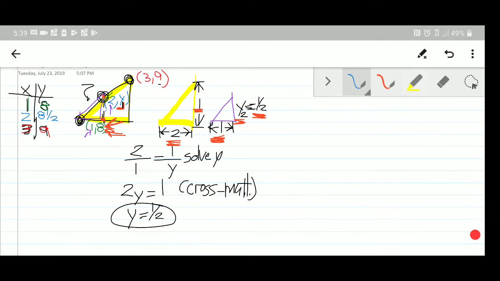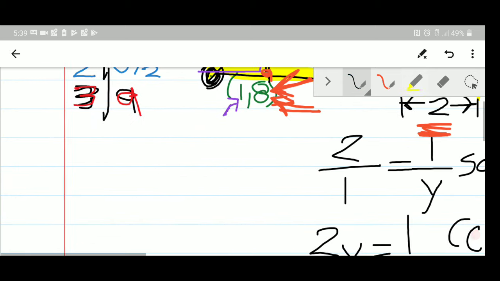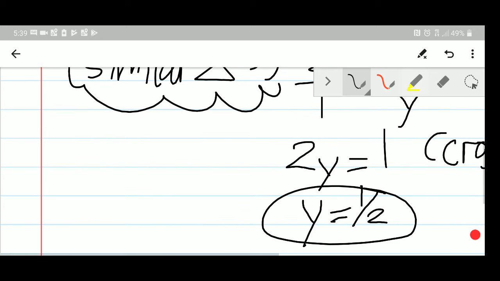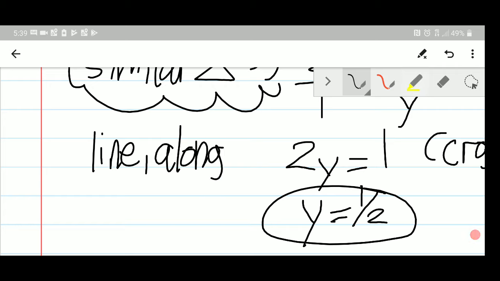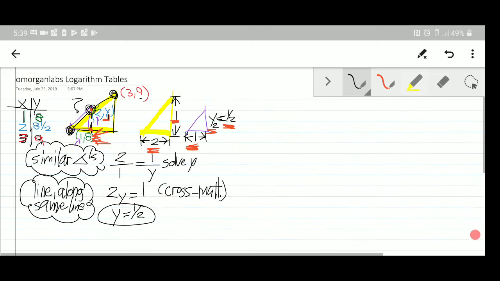Remember, your memory point is similar triangles. Let me zoom in. Similar triangles, and then linear, along a line, along the same line. Okay? All right, there you have it. Interpolation by hand. And hopefully now you'll have a complete set of ideas to make your own logarithm tables by hand.